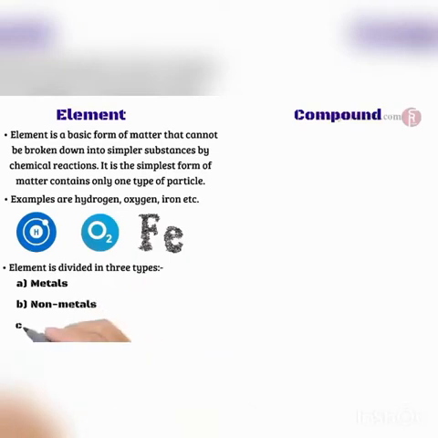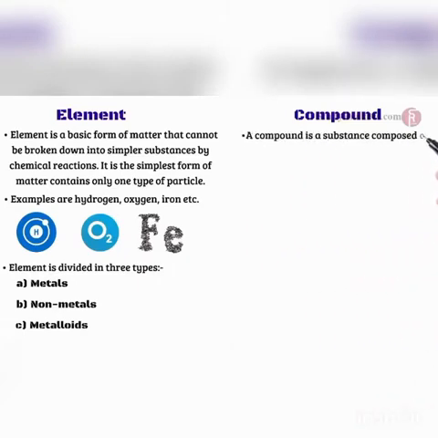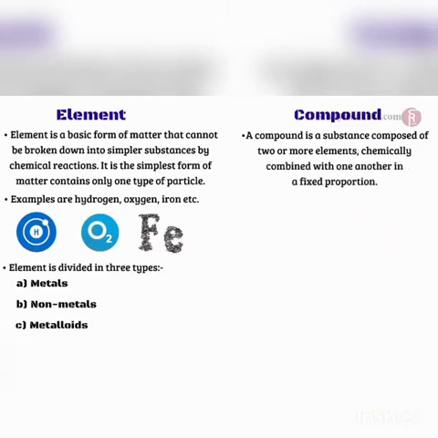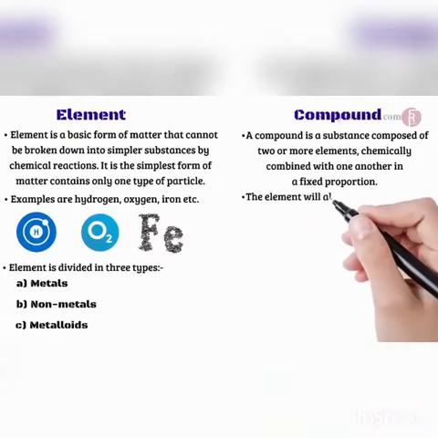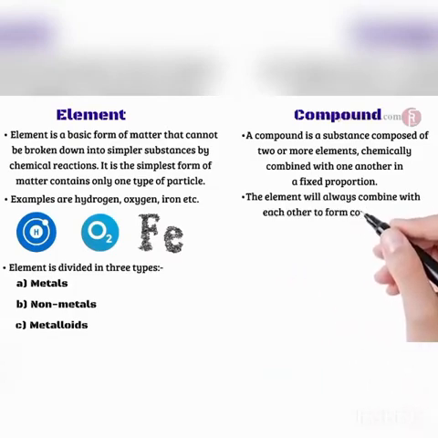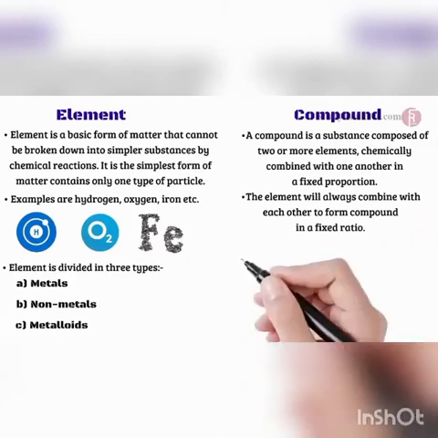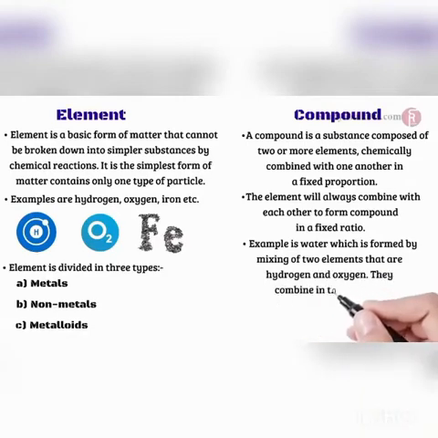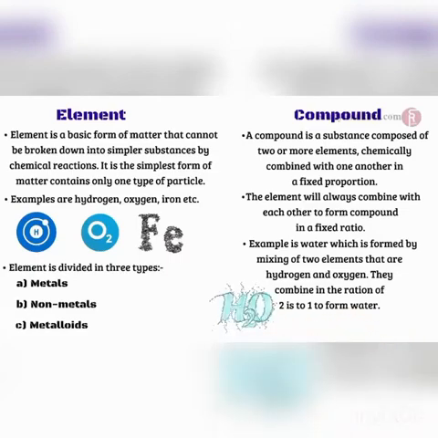We will learn about them, but before that, we will define compound. So, what is a compound? A compound is a substance composed of two or more elements chemically combined with one another in a fixed proportion. Here, we used fixed, which means the elements will always combine with each other to form a compound in a fixed ratio. An example is water, which is formed by the mixing of two elements, hydrogen and oxygen. They combine in the ratio of 2:1 to form water.